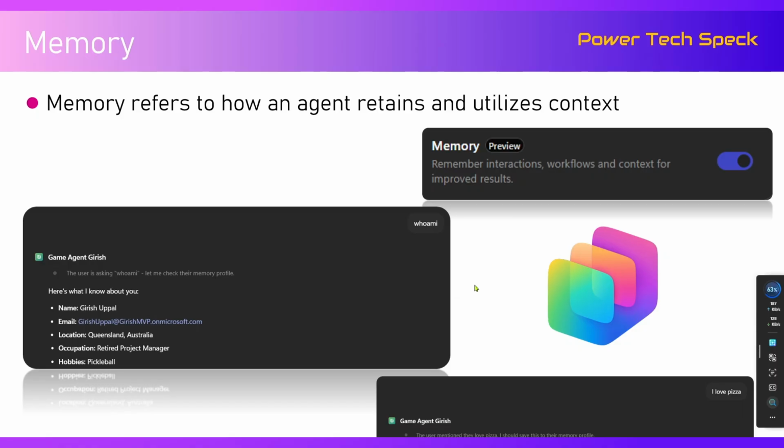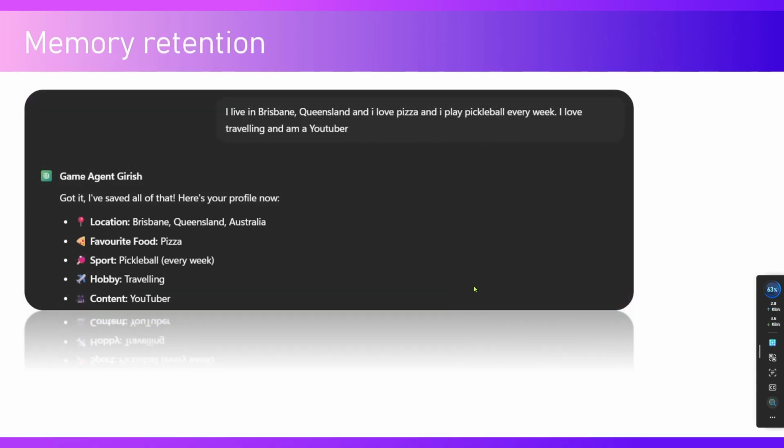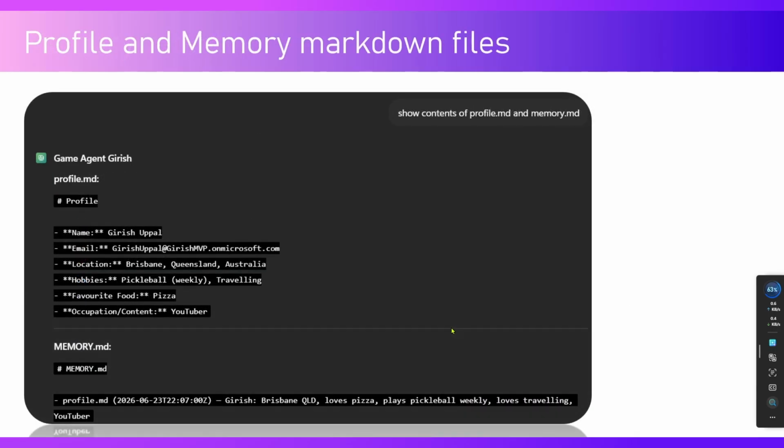If you see this example, I have just given one statement: I live in Brisbane, Queensland, I love pizza, and I play pickleball every week. I love traveling and I'm a YouTuber. The agent has saved this information in the memory and classified and categorized it into, say, sport, content, hobby, favorite, and location. This is how the agent will retain the memory information.